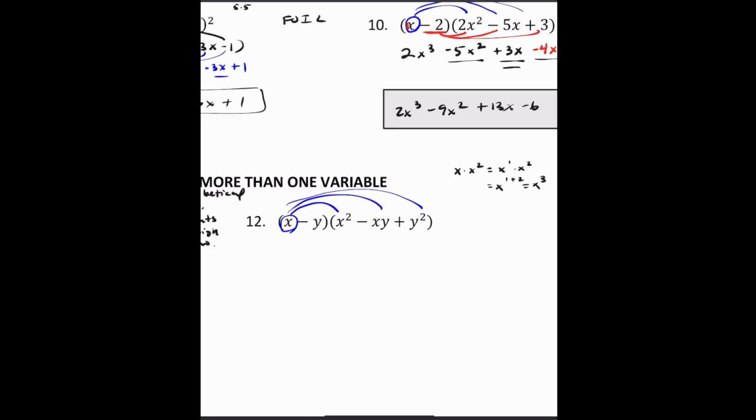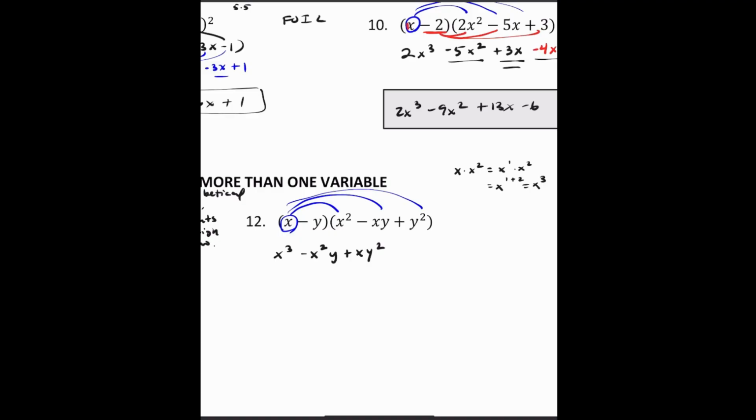So x times x squared is x to the third. x times negative xy. So we have positive x times a negative x, that's just going to be negative x squared, but don't forget we have that y there. Okay, so the next thing is x times y squared. x times y squared, that's just positive xy squared.